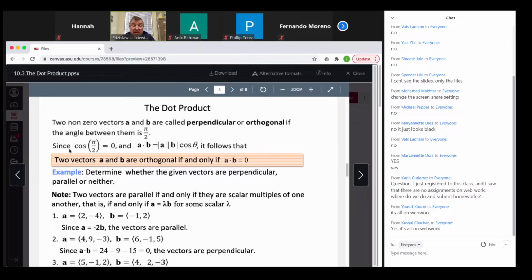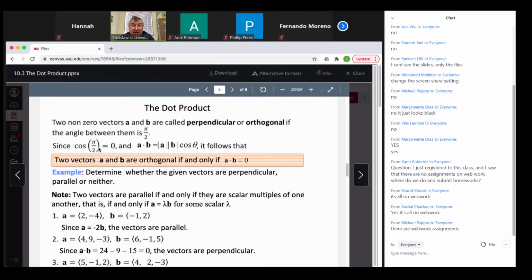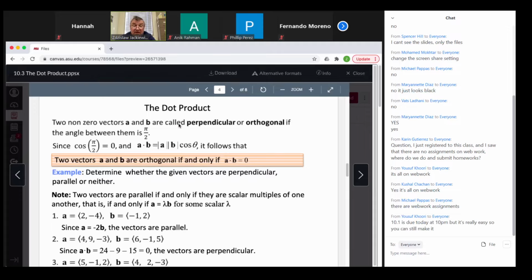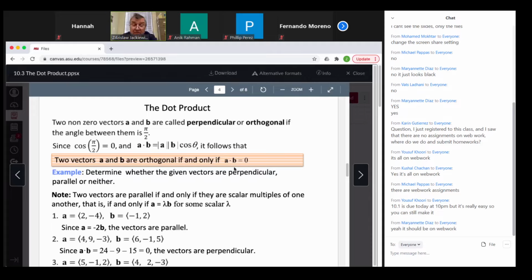So again, the scalar product is the magnitude of A times the magnitude of B times cosine theta. If theta is pi over 2, cosine theta is 0, and the dot product is 0. So this means that the vectors are perpendicular, orthogonal, if and only if the dot product is equal to 0. So this is an easy check. It's easy to check if the vectors are perpendicular or orthogonal.